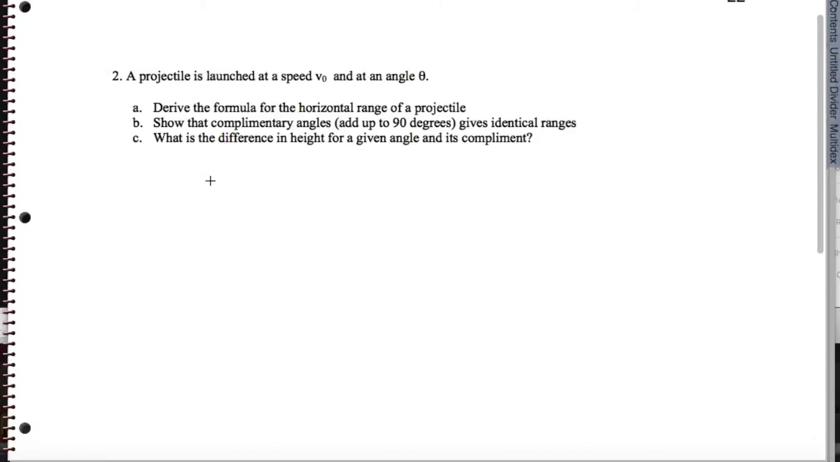Free response problem 2. Let's get the horizontal range of the projectile. Again, we're going to launch it at a speed v0 and an angle theta, and it flies through the air and it lands. So let's be clear. Let's begin with the hang time. So I know to get the hang time, we will in fact do the following.